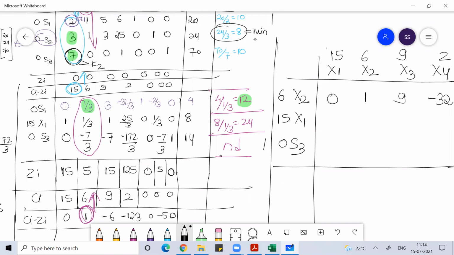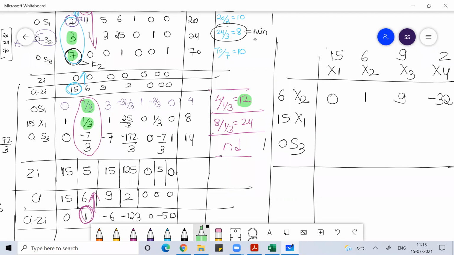So the x1 values are 1, 1 by 3, 1, 25 by 3, 0, 1 by 3, 0, 8. These are the x1 values, all values of x1. For x1, what is your constant? 1 by 3 only. So your constant is 1 by 3 only.